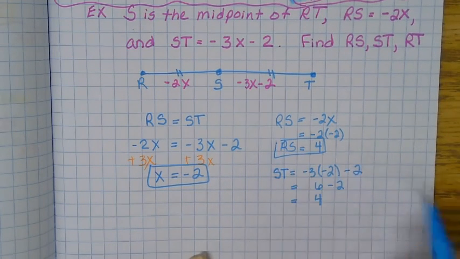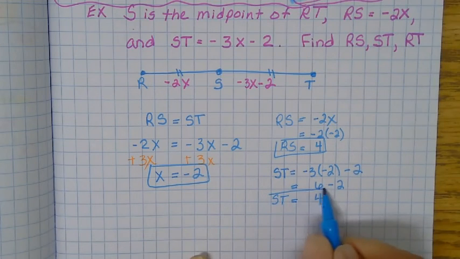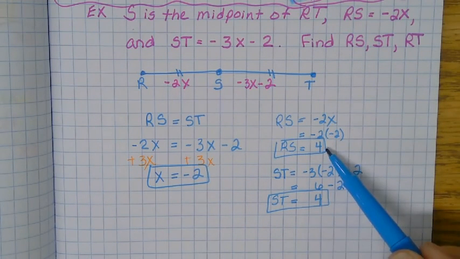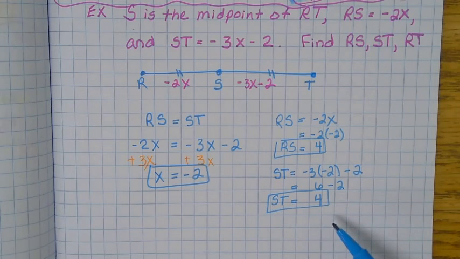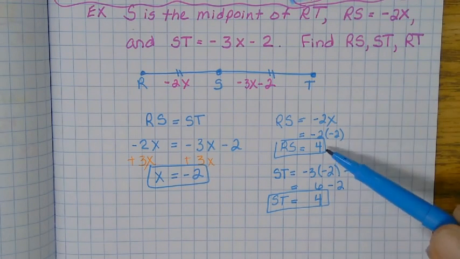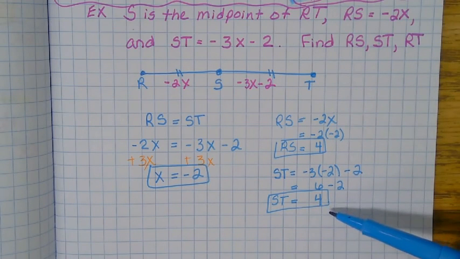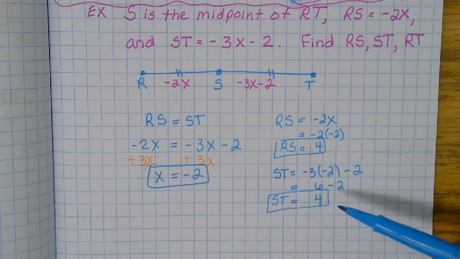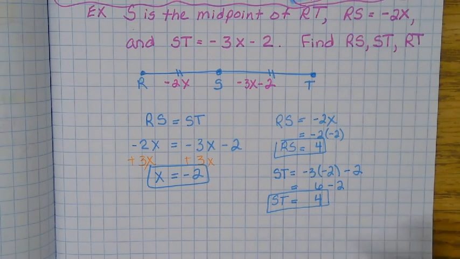So RS equals 4 and ST equals 4. That's good news because they should come out to be the same exact number, right? What I don't want you guys doing is just figuring out the first one and then saying, oh, well, I know the next one's the same thing. Yeah, you know it's the same, but plug the numbers in because that makes sure that the x that you solved for is correct. Because if these did not come out to be the same number, that would tell you to go back to your x and solve for that again because you may have made a mistake.